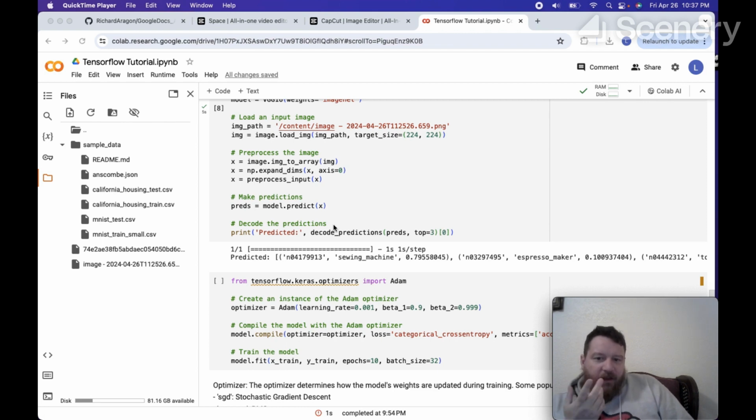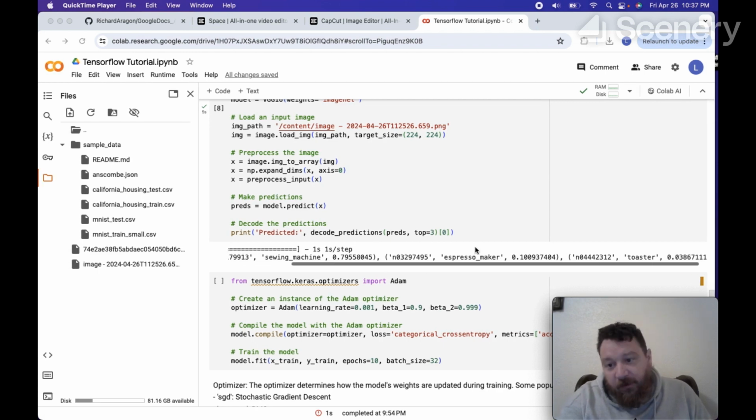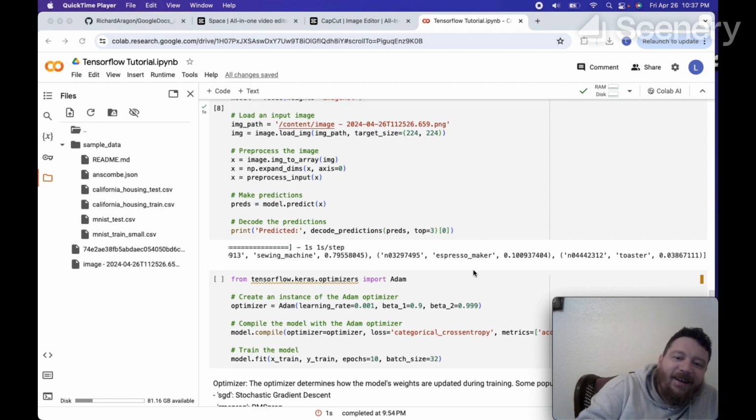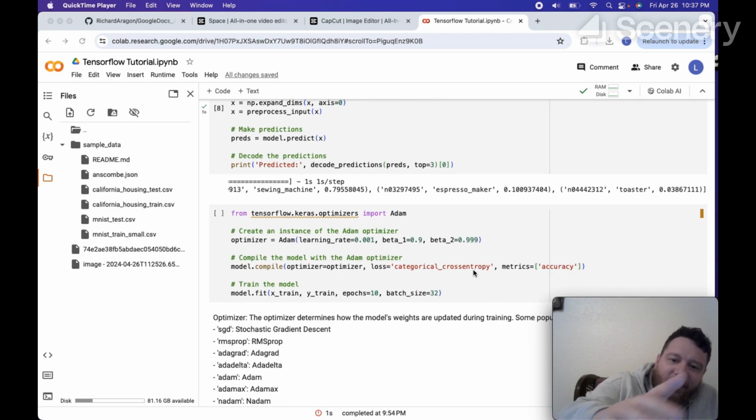It's like 79% confident it's a sewing machine, 10% confidence that it's an espresso maker, which is a good guess, and then its third guess would be a toaster. And so sewing machine is pretty good, these are 3 pretty good guesses, right? It's a robot eating cereal, so I don't know, it's hard. And that's how that works as far as bringing in a pre-trained model, right?